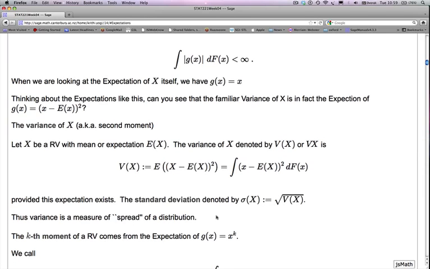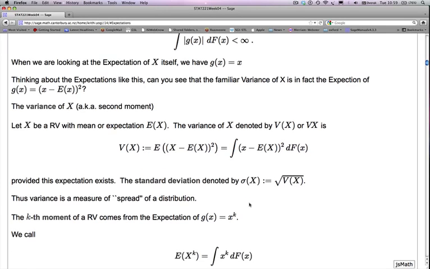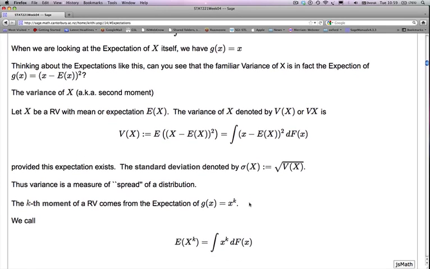Another term is the standard deviation. It's denoted by little sigma of x. So what is that? That's nothing but the square root of the variance of x. Okay, so that's called the standard deviation.